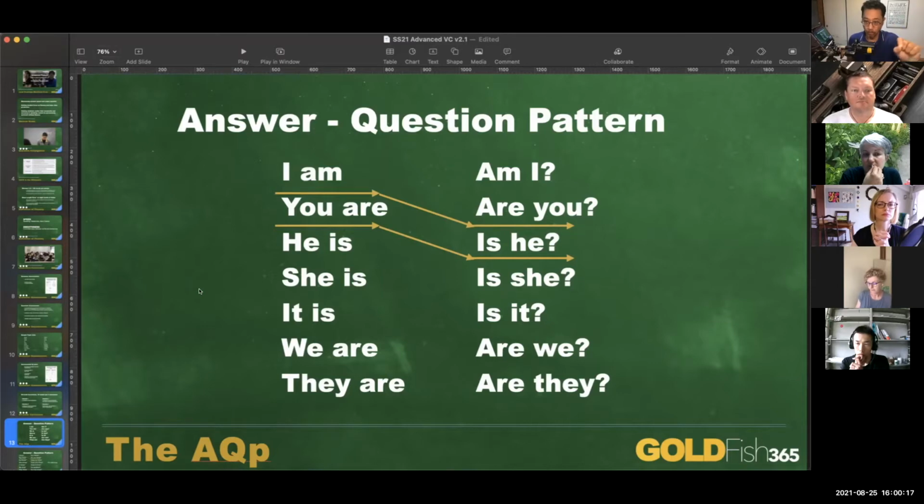So the rule is that whatever the question subject is, that is the answer's subject. So if I ask, I am, are you? The answer is, you are, is he. You can quietly follow me. He is, she. She is, it. It is, are we. We are, they are, am I. I am, are you. You are, is he. He is, she. She is, it. It is, are we.